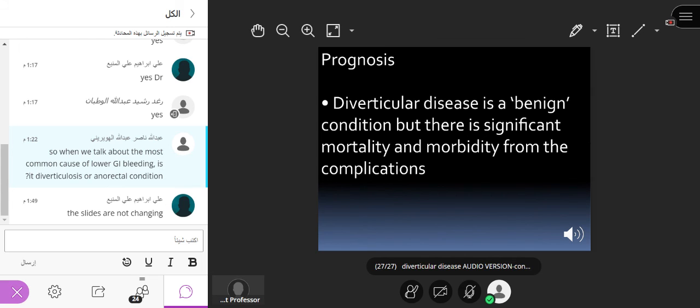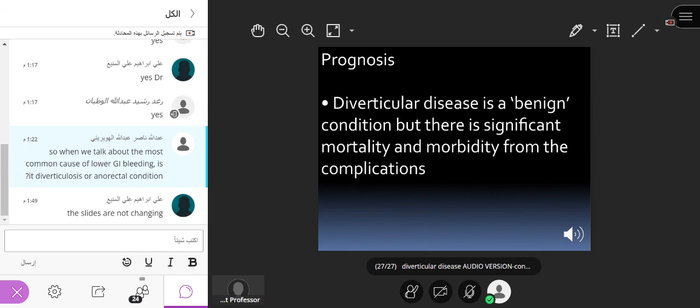As a whole, diverticulitis or diverticular disease is a benign condition, but there is significant mortality and morbidity because of the complications. So this is all about diverticular disease, which is also a cause of lower GI hemorrhage. If you see lower GI hemorrhage, you will do colonoscopy and treat the bleeding accordingly with colonoscopic coagulating procedures. Usually you can control the bleeding, but you know that after colonoscopy, if the diverticula have bled once, they can bleed again.